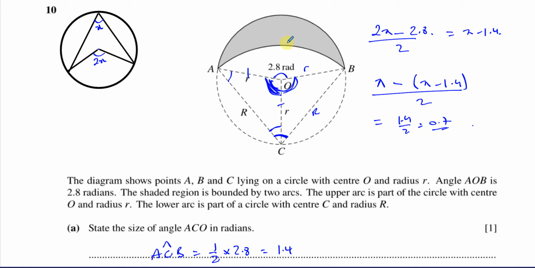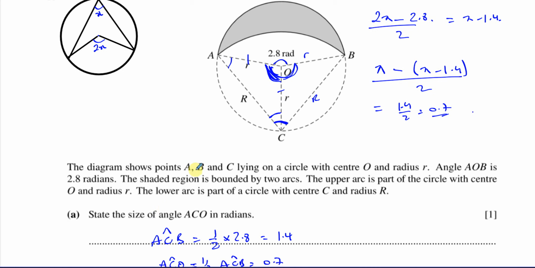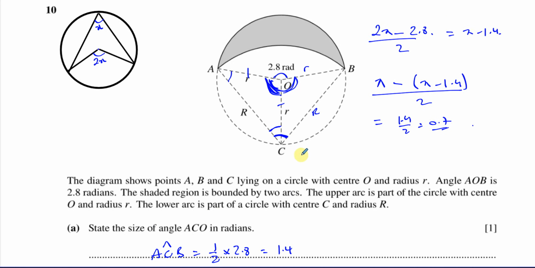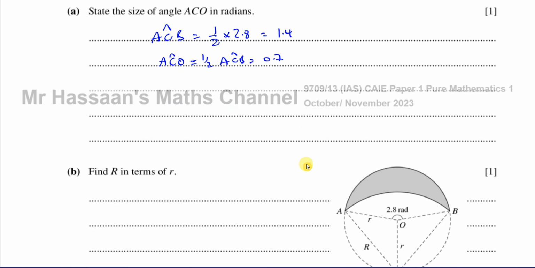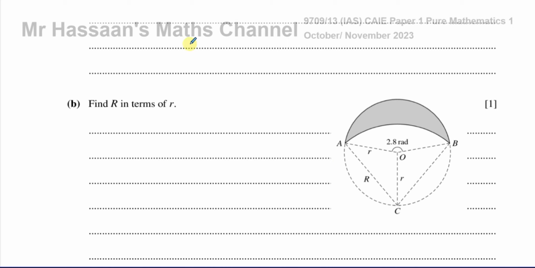So whichever way you do it, if you didn't remember this rule of angles in circles, you could do it by using the fact that this is an isosceles triangle, and we can know what this whole angle is. Whichever way you did it, it's fine. It's just worth 1 mark. So that's the angle ACO, 0.7 radians. Now remember, it's in radians, very important.